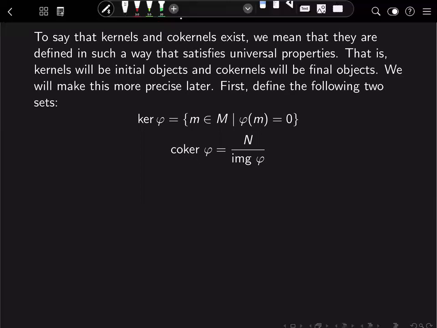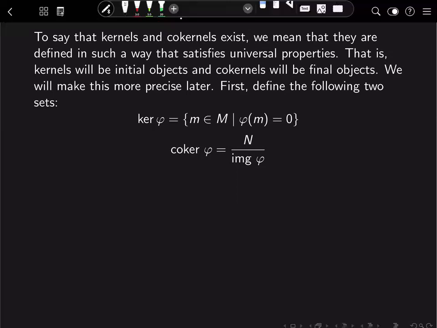A nice way to think about this is that the kernel measures how injective a function is, and the cokernel measures essentially how surjective a function is. So if the image of phi is equal to all of N, then the cokernel will be equal to 0, because N mod N would be just 0.